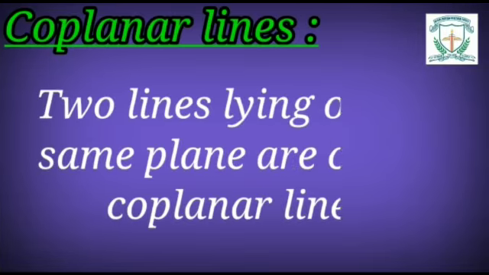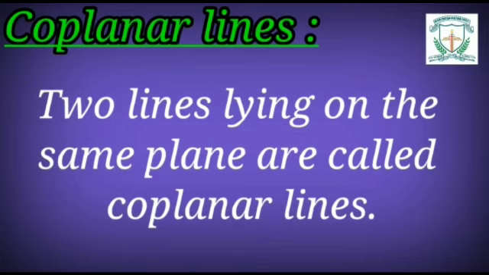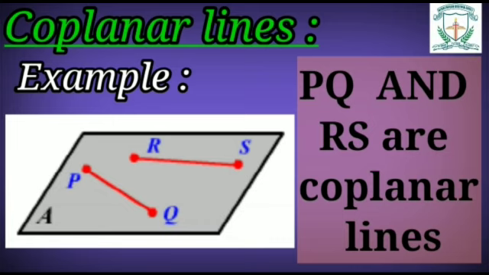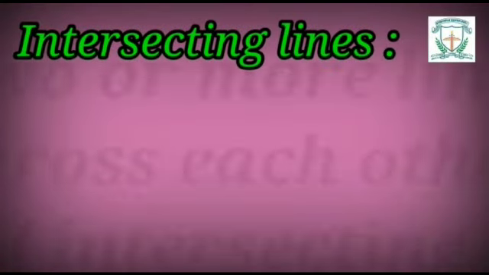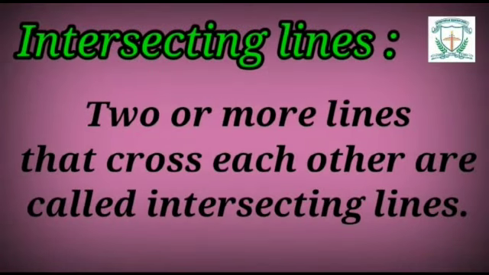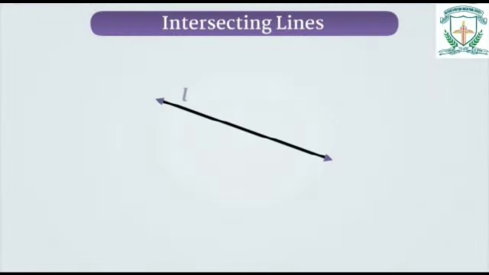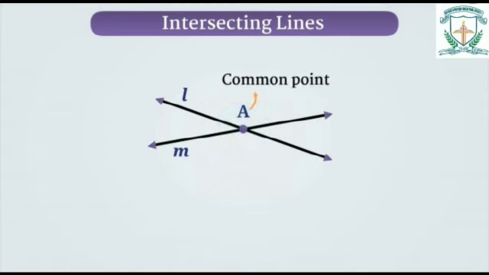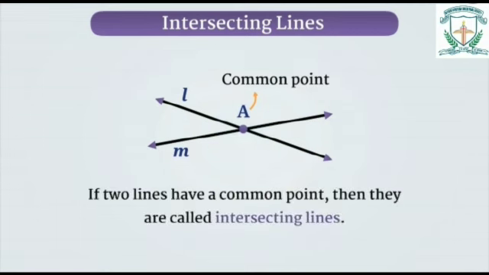Types of lines. Coplanar lines. Two lines lying on the same plane are called coplanar lines. Example, in the given figure, PQ and RS are coplanar lines. Intersecting lines. Two or more lines that cross each other are called intersecting lines. Example, the line L and the line M pass each other and these two lines have a common point A. The common point is known as the intersecting point.